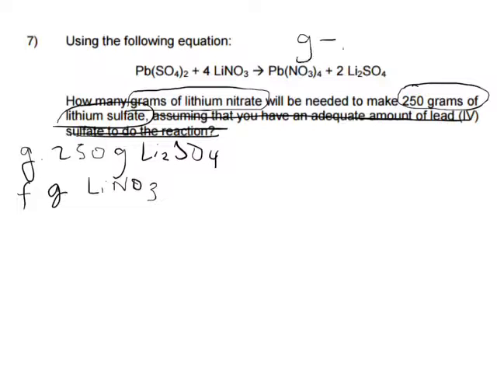So our full pathway will be to go from grams to moles, then mole to mole, then mole to gram. Grams to mole being done with molar mass, mole to mole being done with mole ratio, and then mole back to gram with molar mass again. So I need 3 conversion factors in this problem. I need the molar mass of the given, which is lithium sulfate. I need molar mass of the find, which is lithium nitrate. And I need the mole ratio so that I can move from one material to another.